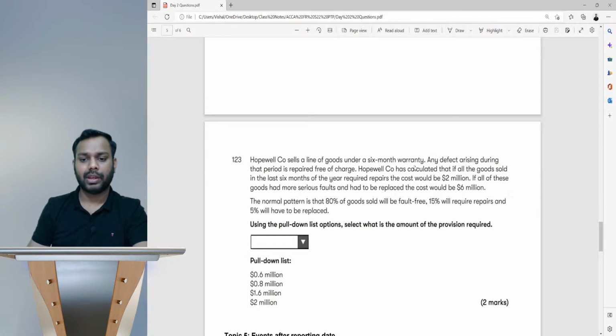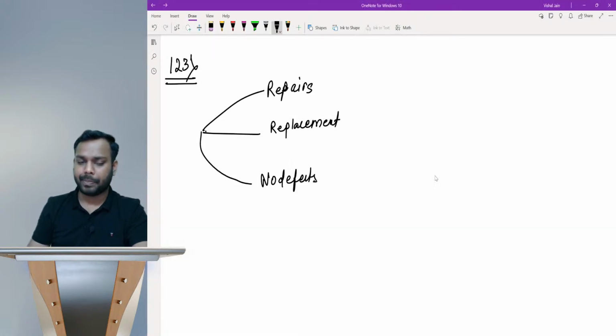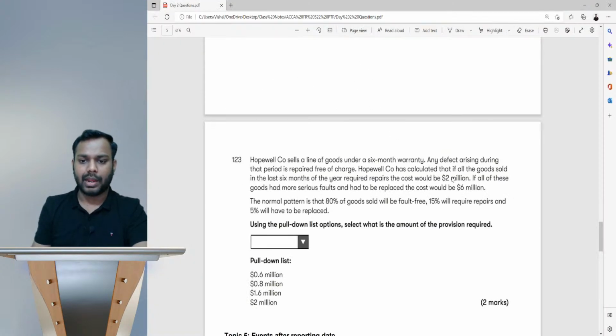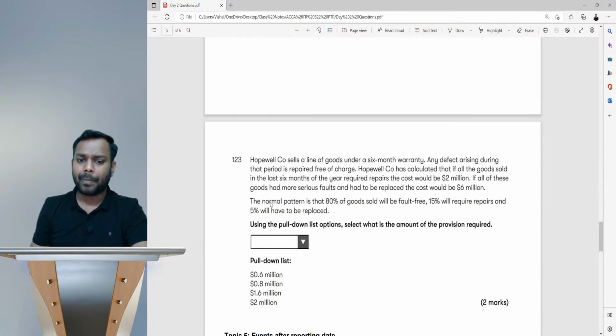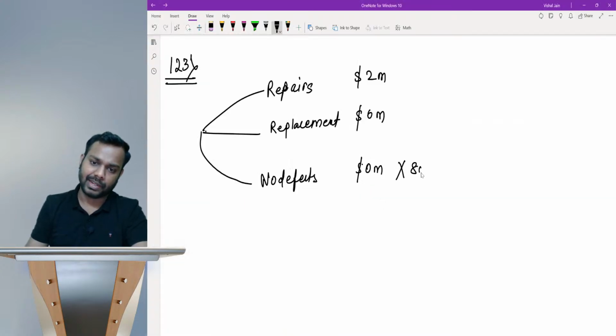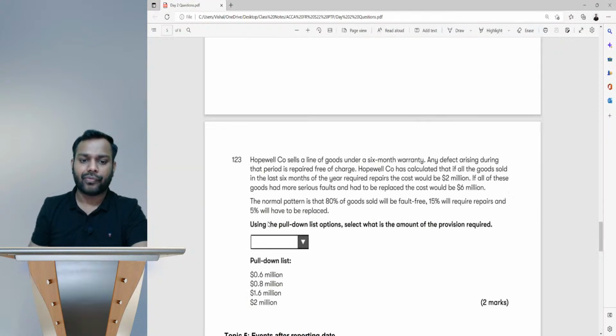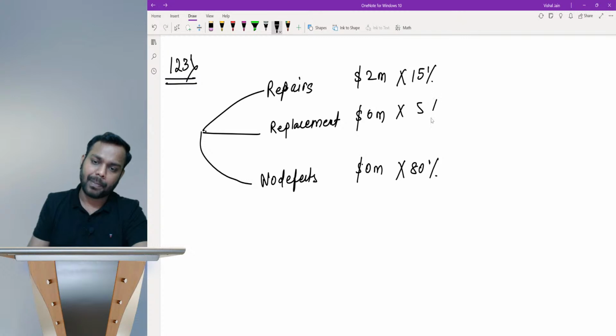Now, if it requires repairs, it will cost $2 million. If it requires replacement, it will cost $6 million. If it requires no defects, then $0 million. But what is the probability? The normal pattern is that 80% of the goods sold are fault free. So no defects means 80% of this. 15% will require repairs, and 5% will have to be replaced.